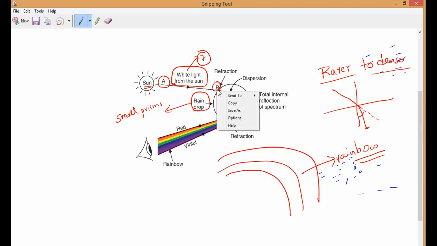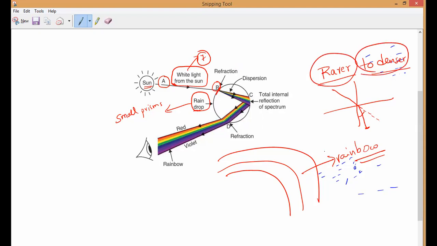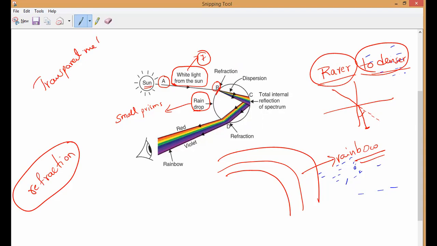At point B, the light undergoes refraction. As we know, if it is entering from rarer to denser or denser to rarer medium, refraction will take place. Raindrops are a transparent medium, so refraction will take place at point B. So the first phenomenon at point B is refraction. Understand, all of you?